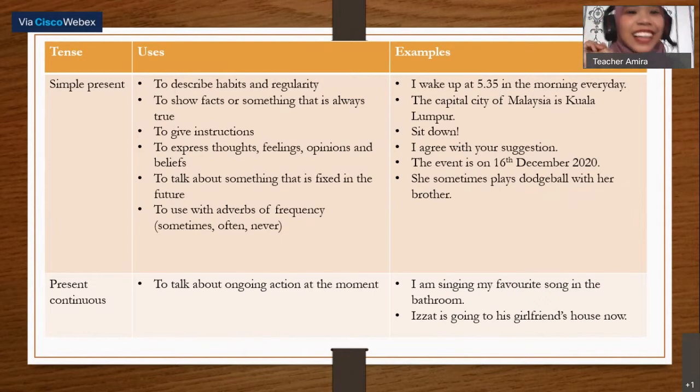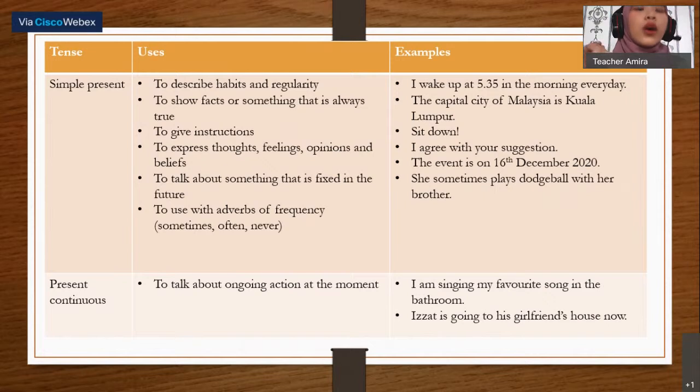Also, when you want to give instructions, you use simple present tense as well. For example, you want to say to your younger sibling, it's not bullying, it's just taking advantage of your younger siblings. You want to say, okay, go and buy chocolate, or wash my dishes. So you use simple present tense. And we have the example here: sit down. Sit down, simple present tense to give instructions.